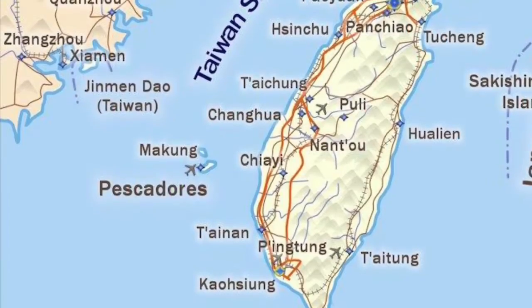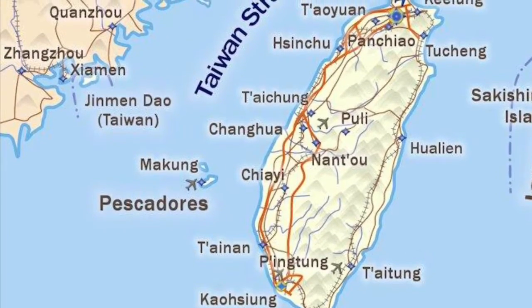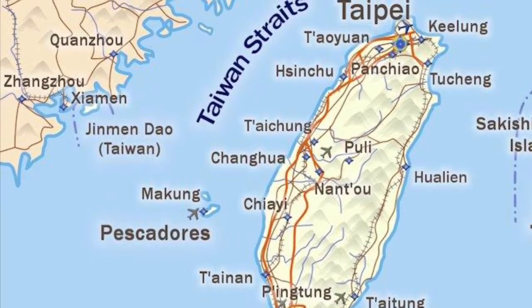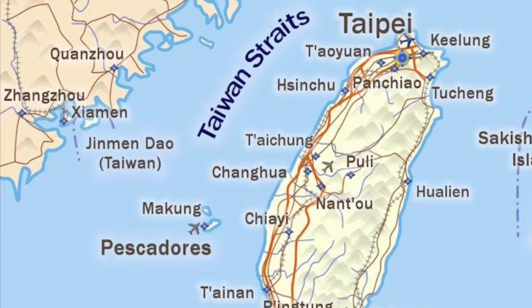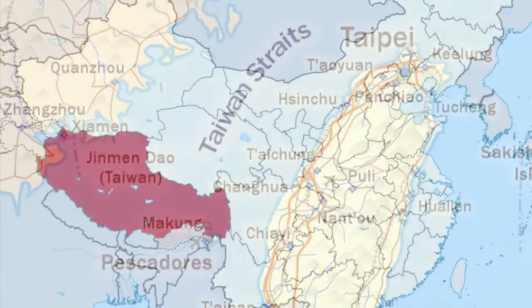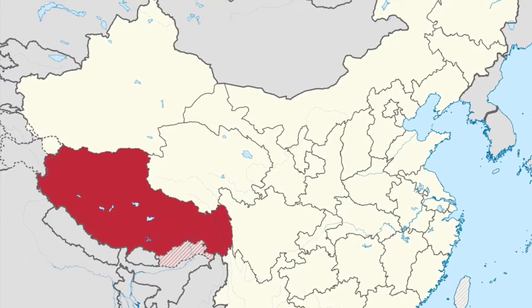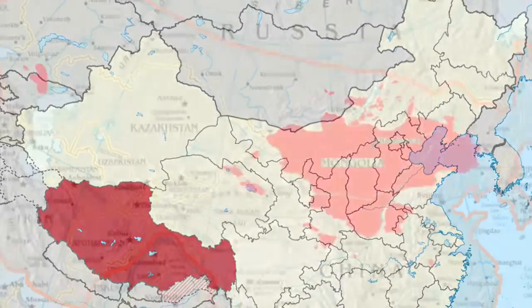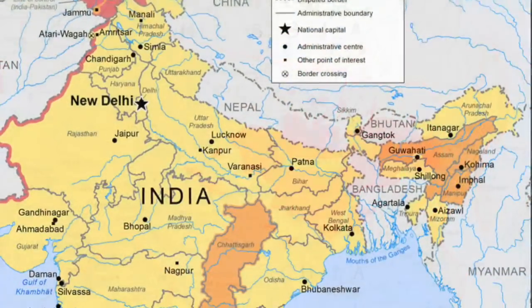The Republic of China, which were the nationalists who had U.S. support, moved to the island of Taiwan, and the People's Republic of China, which were the communists that were being led by Mao Zedong, created an alliance with the USSR. By the 1950s, China expands and takes Tibet, Mongolia, and parts of India.